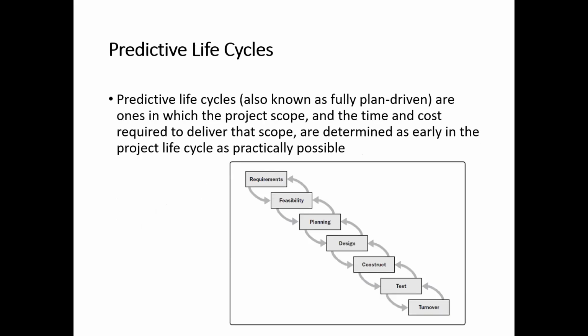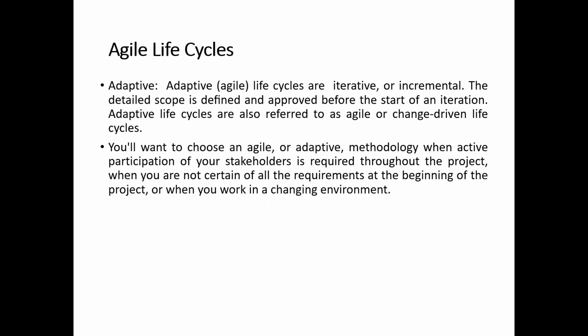This is the predictive life cycle, which is also called the waterfall life cycle, or a fully plan-driven life cycle. Mostly it is used in the construction industry, where we have requirements, then the feasibility report, then we plan, design, construct, go for testing and commissioning, and we turn over or hand over the project. So this is a predictive or traditional life cycle.